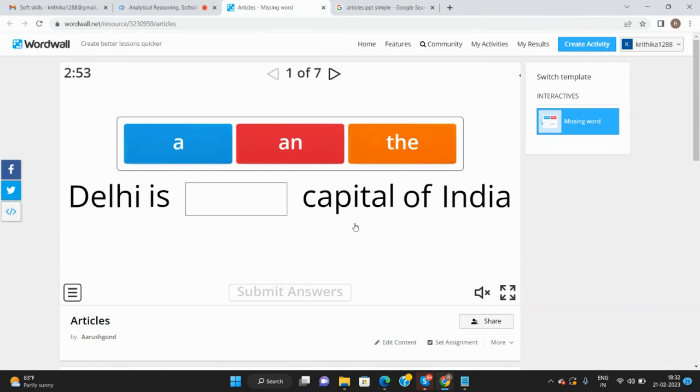So what we have said is, if you are referring to a definite noun, a particular place, then you have to use the. If you are referring to just one thing, like one apple, one India, one Indian, then you can use a or an. So here, Delhi is the capital of India, the is used because capital of India is a very specific noun.